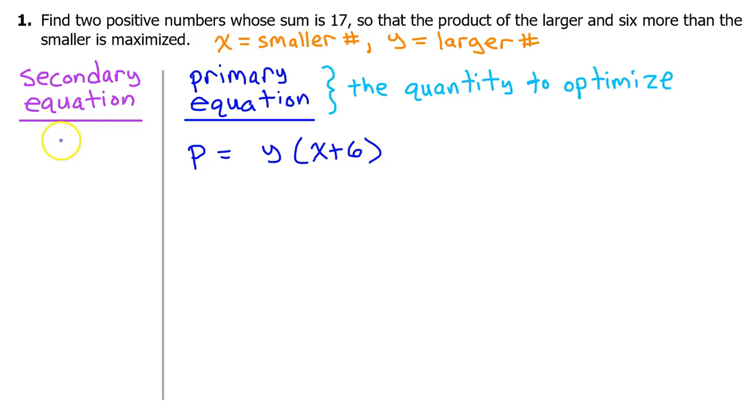The secondary equation is some other relationship between the two variables involved. In this case, that's given by the first part of the sentence. Find two positive numbers whose sum is 17. Since the sum of the two numbers is 17, the secondary equation is x plus y is equal to 17.